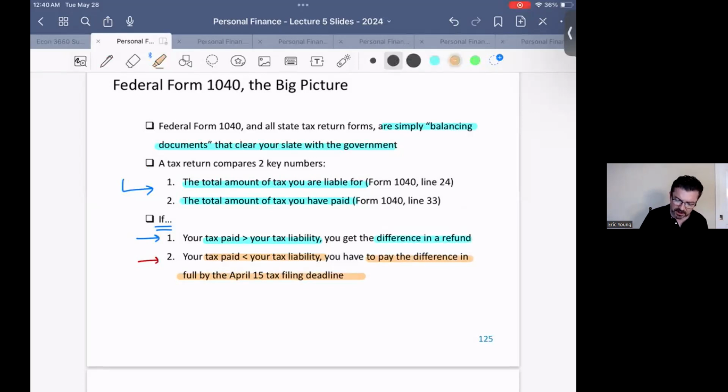So don't get overly worried about it. You're just looking at a systematic way. That's all a tax return is. It's a systematic way to drill down, figure out your taxable income. From there, your tax owed. From there, the tax that you paid, and then the difference of those last two numbers. And that's the big picture.